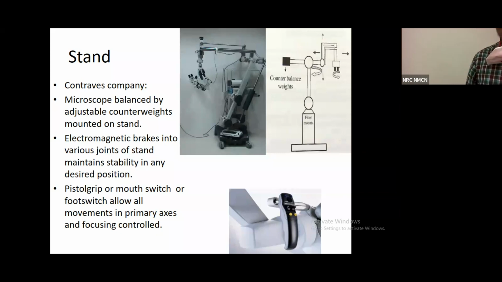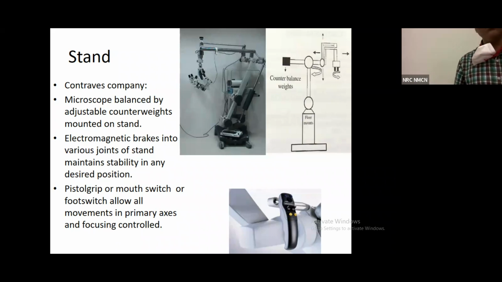How is it done? It is done by providing a counterbalance weight on the other side. Because it is balanced on the other side, the objective lens or the optical part of the microscope appears to be very light. You can easily move it with a single hand with a single button. And before any surgery we balance the microscope.